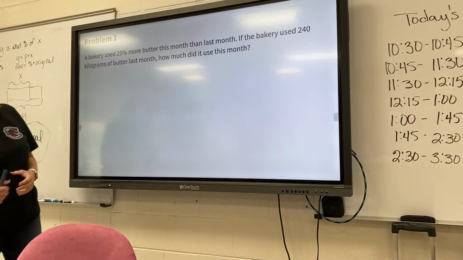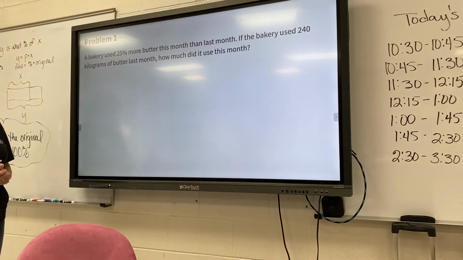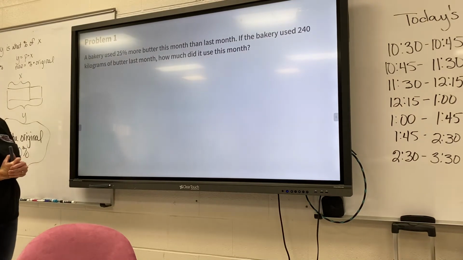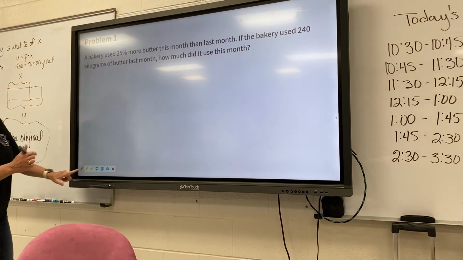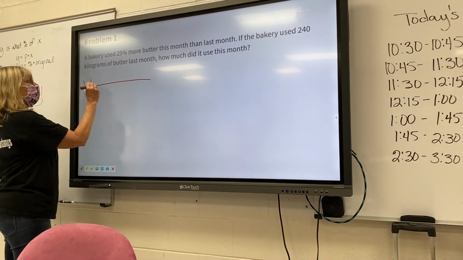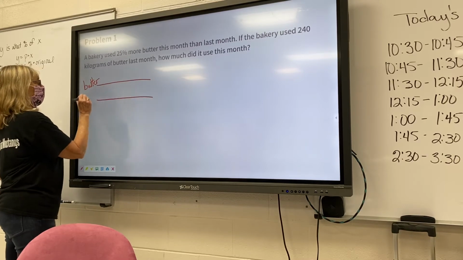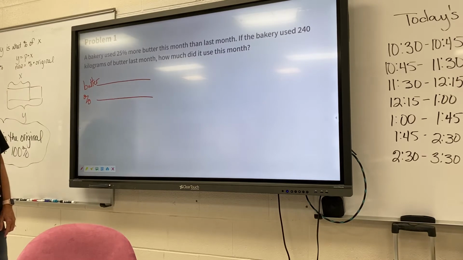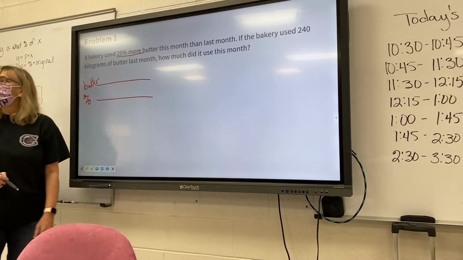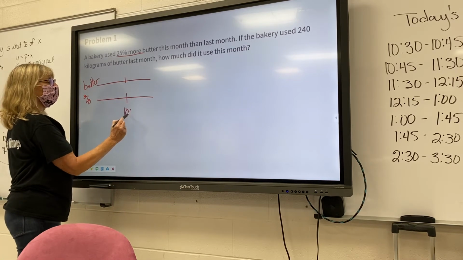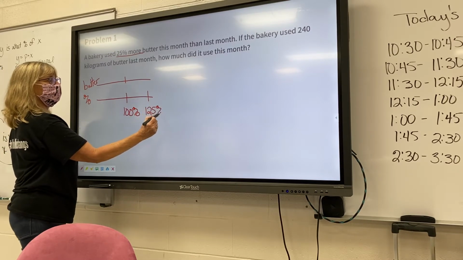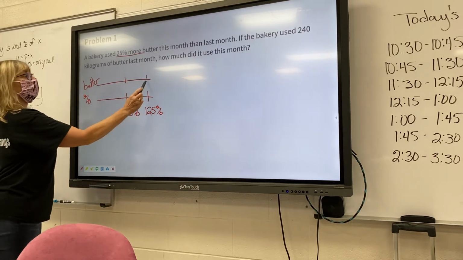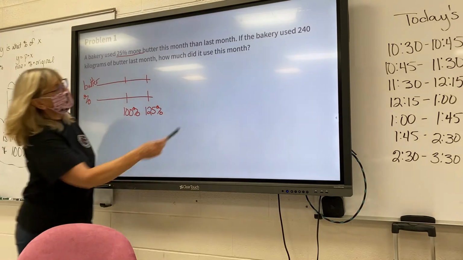A bakery used 25% more butter this month than last month. If the bakery used 240 kilograms of butter last month, how much did it use this month? I'm going to use a double number line. So I have butter here, and I have percent here. Is this an increase or a decrease? Increase. Okay, so I'm going to put 100%, and it's increasing by 25%, so that means my new percentage is 125%.